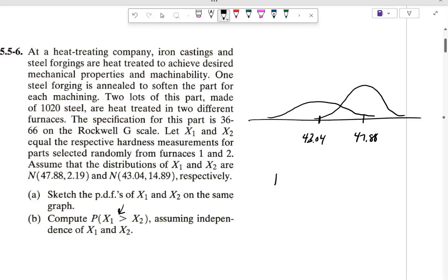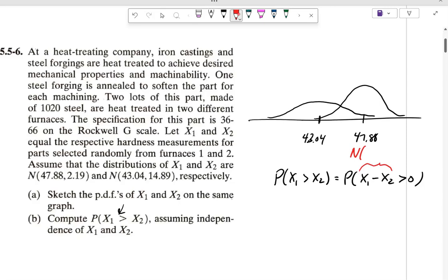So the first thing I would do is subtract this and put a 0 on the other side. Now, why would I do that? What are we assuming about x1 and x2? They're independent and they're normal, right? Sums and differences of normal distributions are normal, right? So this is going to be normal. What do you do with the means?